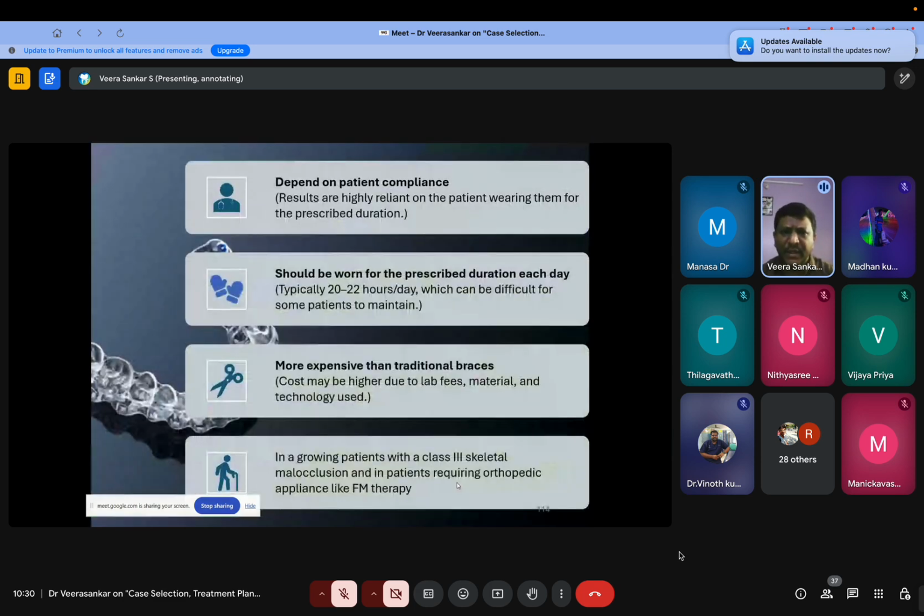Now, moving on to the limitations. We purely depend on patient compliance, which is a limitation, and we have to motivate and train them to wear the appliance 20 to 22 hours per day, which is a very difficult process, and it is more expensive than traditional braces. In growing patients with a class 3 malocclusion, and in patients requiring orthopedic correction like face mask therapy, it is contraindicated.